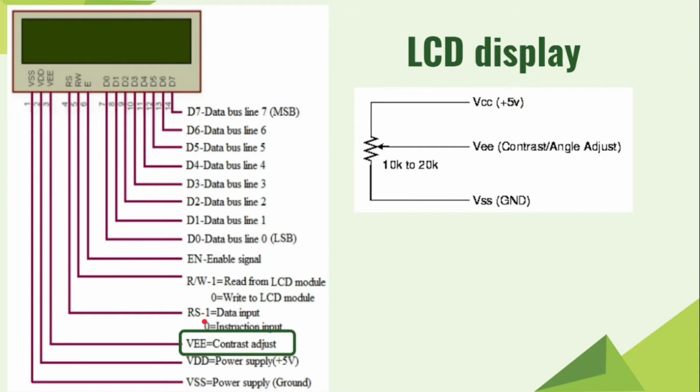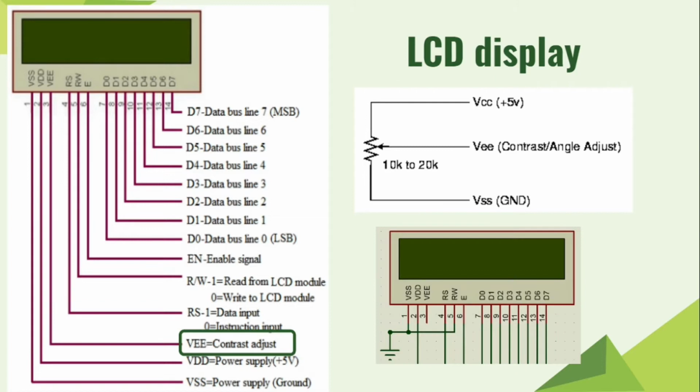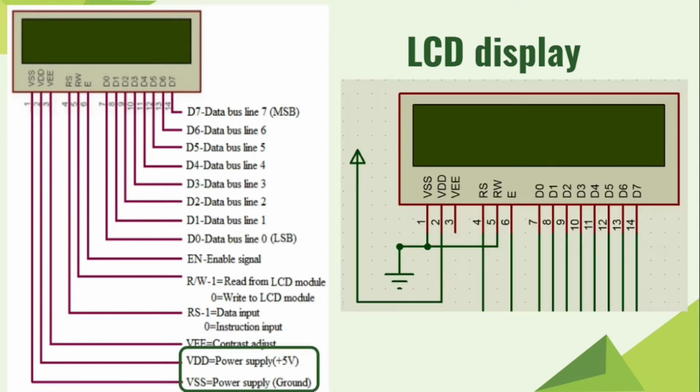Contrast, or more appropriately put, the contrast ratio of a liquid crystal display is the ratio of the light area of a display to the dark area. When an LCD is used in a product, an allowance must be made to adjust the LCD bias voltage. But in our experiment here, we can just leave it unused. VSS is connected to ground and VDD is connected to plus 5 volts.